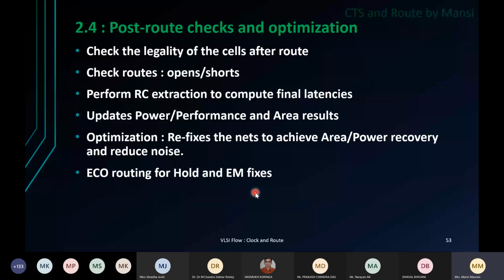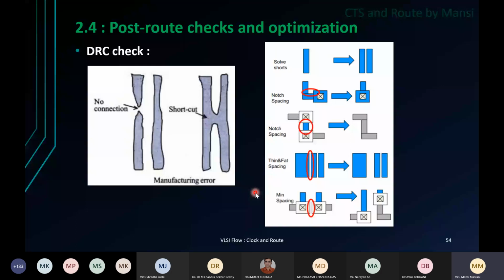Okay, so this is the DRC, design rule check. This is how the open looks. When you have two nets routed next to each other, and if there is a cut between that, this is called open. And if the two routes are touching each other, it is called a short. This definitely is a no-no.